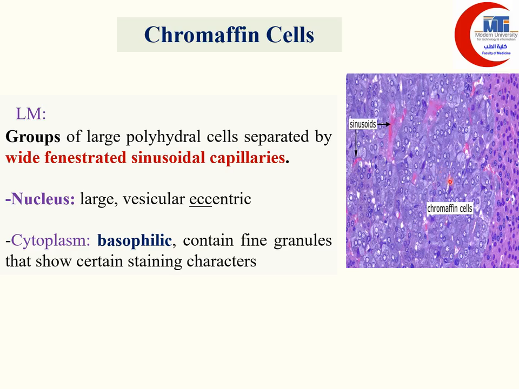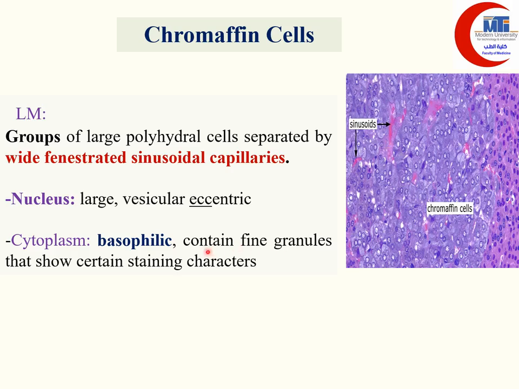This slide shows the chromaffin cells, which appear with basophilic cytoplasm and a large vesicular eccentric nucleus, as these cells are active in secretion of adrenaline and noradrenaline, or epinephrine and norepinephrine. These groups of polyhedral cells are separated by fenestrated sinusoidal capillaries to take the secretion of these cells directly to the blood circulation.